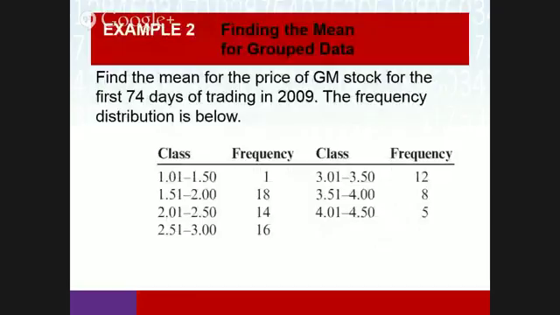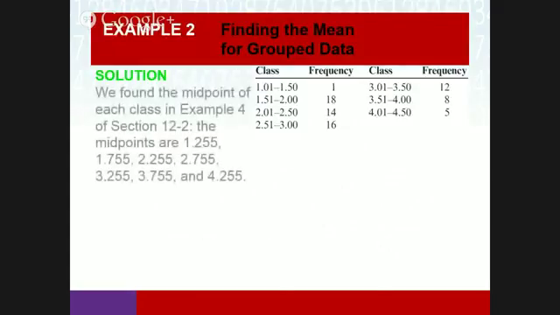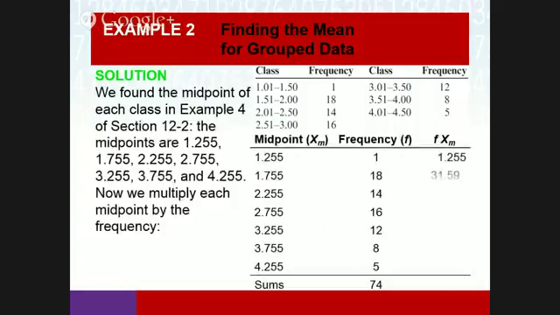So we're going to look at an example of the classes, example 2. The very first step here, we have to find the midpoint of each class. So if we draw a new table with the midpoint of each class and the frequency, this will help us set up midpoint times the frequency equals the sum.